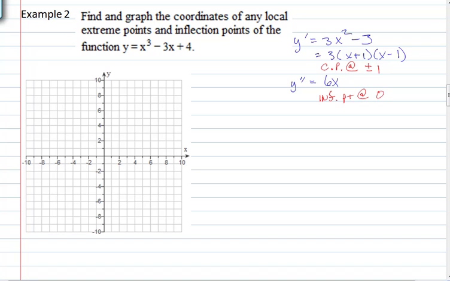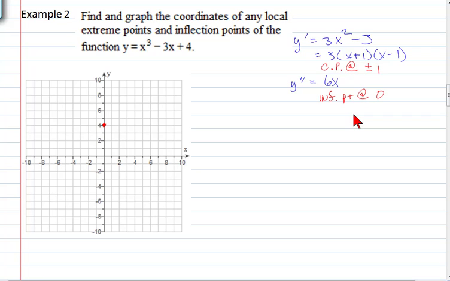And we have a possible point of inflection at 0. Okay, when x is equal to 0, what is y equal to? 4. So we have a point right here at 0, 4 that we expect to be a point of inflection.